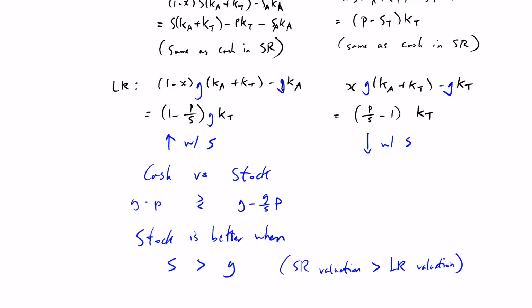In economics, a lot of models are about stating the obvious. All the model wants to say is that when short-run valuation is higher than long-run valuation, then it makes sense for companies to use shares instead of cash to merge. That's what it says. And the converse, if it's the other way around, they want to use cash.